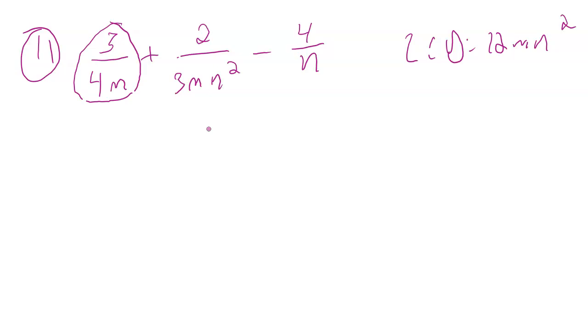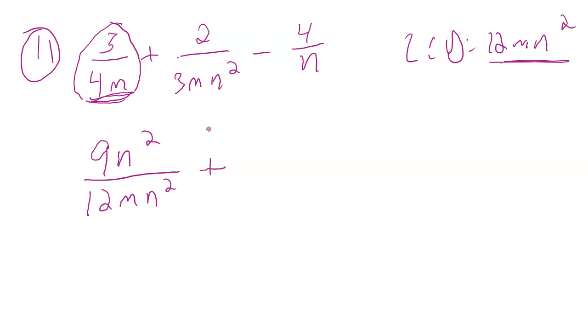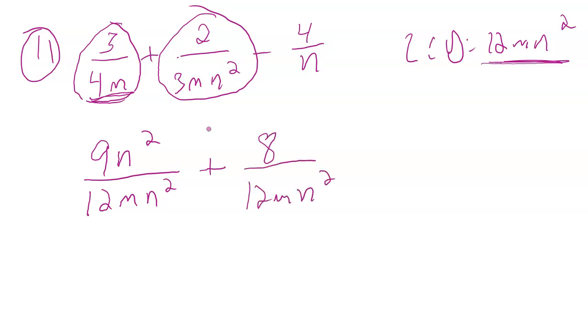And then we want to multiply the denominator to get to this. So what's this guy missing? Well, it's missing a 3n squared. So I'll multiply the top and the bottom. When I multiply the top, I'll get 9n squared. When I multiply the bottom, I'll get my 12m n squared, which is what I want for the bottom. The next fraction is just missing a 4 to get 12m n squared. So I'll say 8 over 12m n squared minus, the last one's missing a 12, an m, and an n.